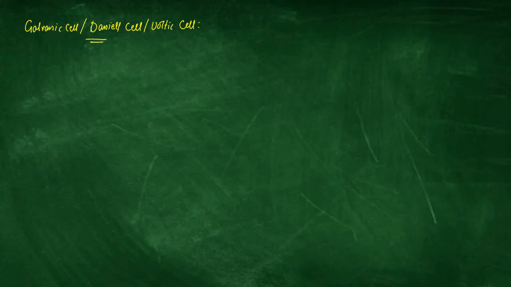Today we are going to talk about the Daniell cell or Galvanic cell. It is also known as the Voltaic cell as well. But before addressing these electrochemical cells, we must have a simple idea about oxidation and reduction.